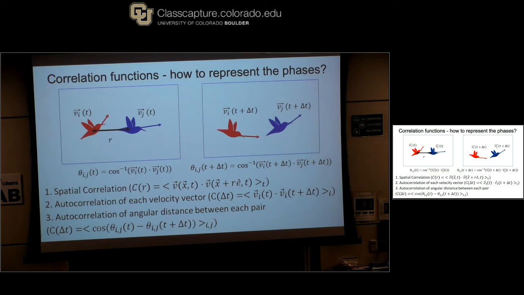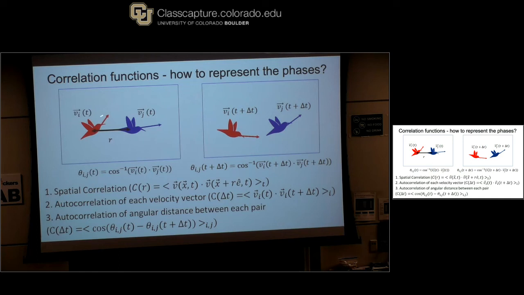So the first one is the spatial correlation. If we want to find the C of R at a certain time point, we just find 2 birds that are R apart from each other and take the cosine of the angle between those 2 velocity vectors. We also find the autocorrelation of each velocity vector. So we wait for delta t and take the dot product, and then we can also do the autocorrelation for every pair of the birds.